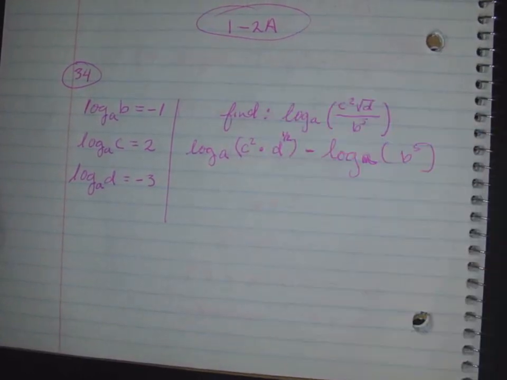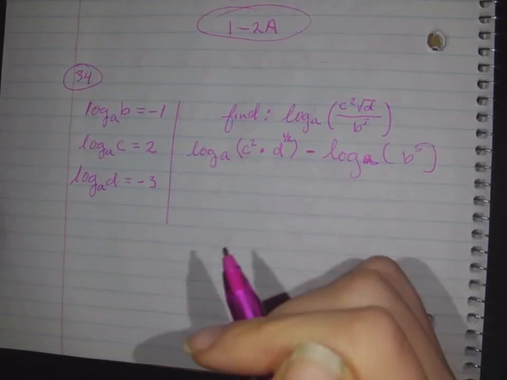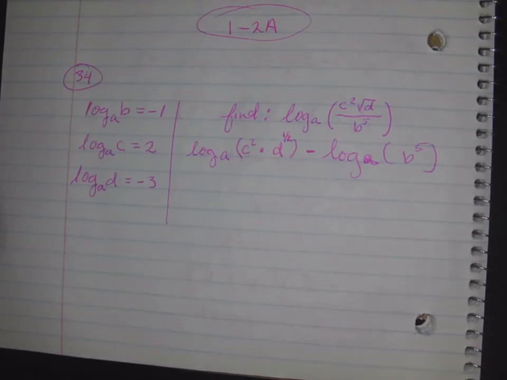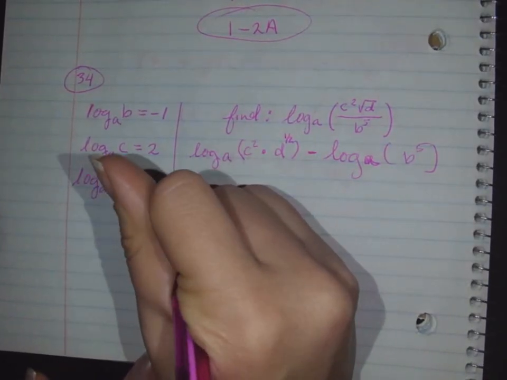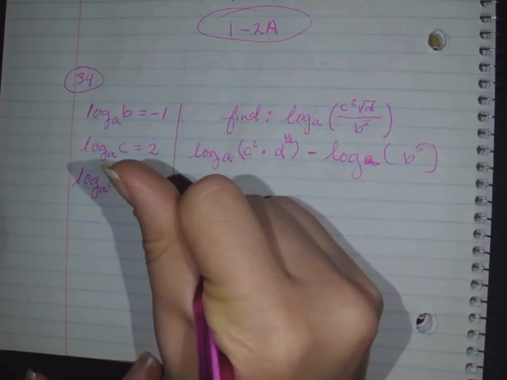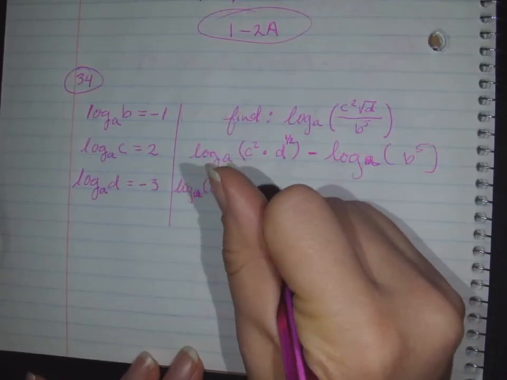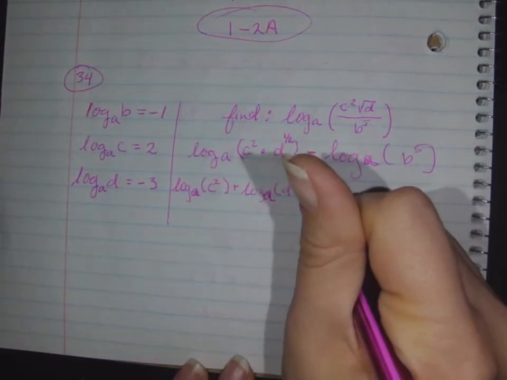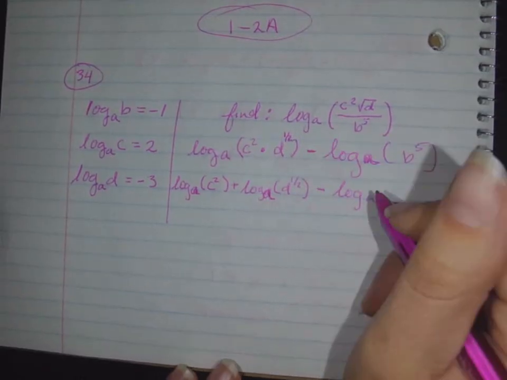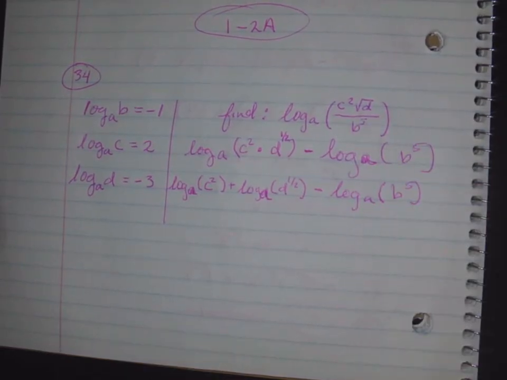Okay. Now, this is multiplied, so how about we take this and we break it apart where we're adding those values. I'm going to jump down a little bit lower. Okay, no, I'm just going to write really small. So log a of c squared plus log a of d raised to the 1/2 minus log a of b to the 5th. Okay. Now, I have all of them broken apart.